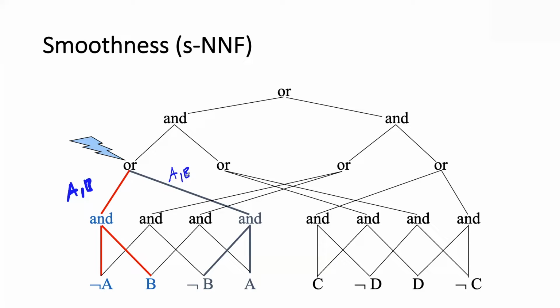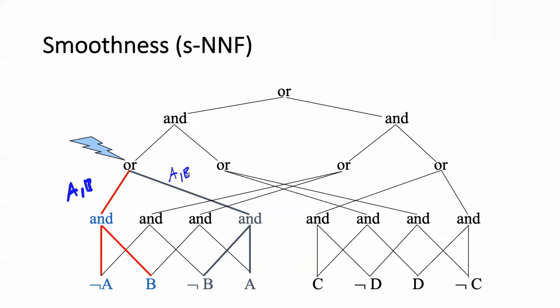And that's basically what I want from smoothness. It applies to OR gates, and it says every input to an OR gate should mention the exact same set of variables. Now, decomposability and determinism are big properties. They lead to quite a bit. You'll see that in just a little bit in terms of tractability, and they're hard to enforce.